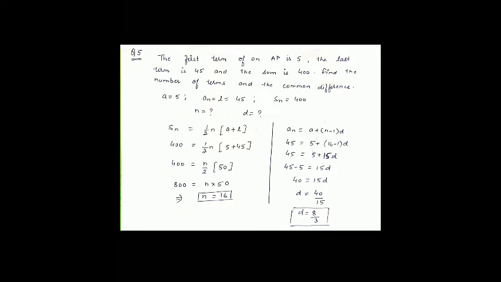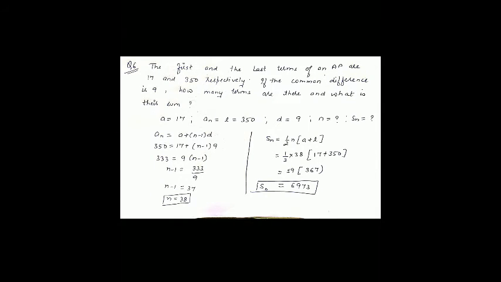As the first and the last term are given, we will simply apply the formula Sn is equal to 1/2 n (a + l), where l is the last term. After putting the values and solving, we will get the value n is equal to 16. As we have to find d also, an is equal to a + (n - 1)d. We know the value of an, we know the value of a, we know the value of n. After putting the values and solving, we will get d is equal to 40/15. After simplifying, the value of d will be 8/3. I hope you have understood question number 5.